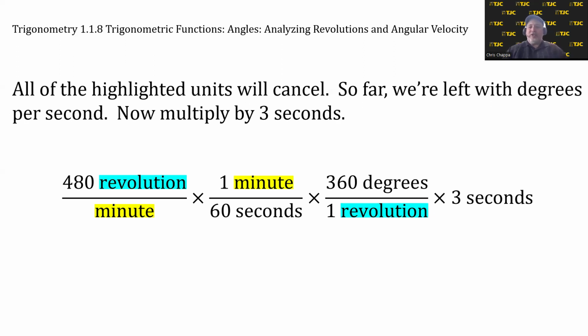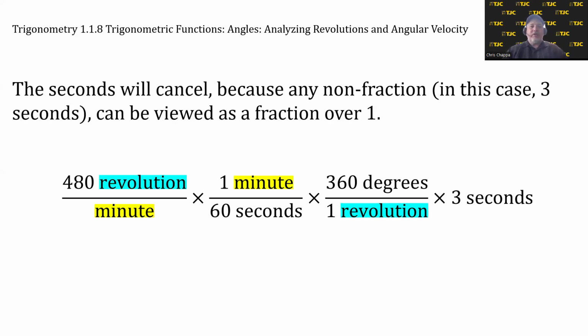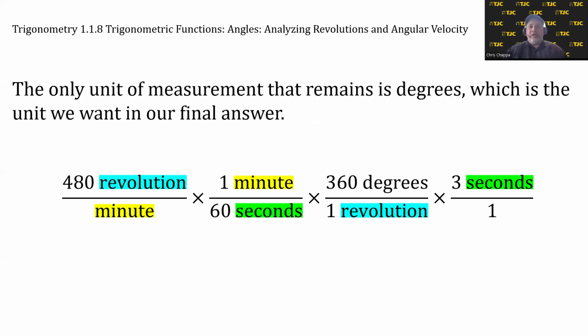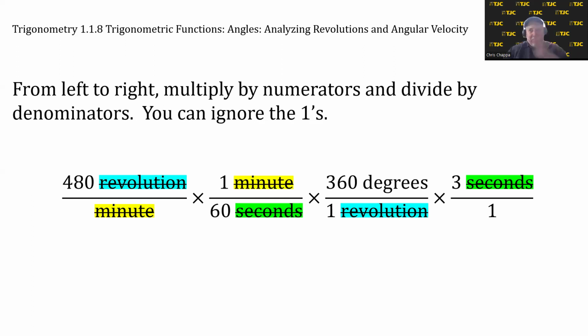Now multiply by 3 seconds. That's not a fraction, but the seconds will cancel because any non-fraction can be put over 1. The only unit of measurement left is degrees, which is the unit we want in our final answer. Now that we've got it set up, all we have to do after canceling all the other units is, from left to right, multiply by numerators and divide by denominators. You can ignore ones since multiplying or dividing by 1 doesn't change anything.